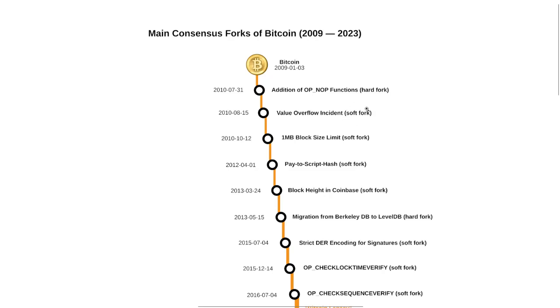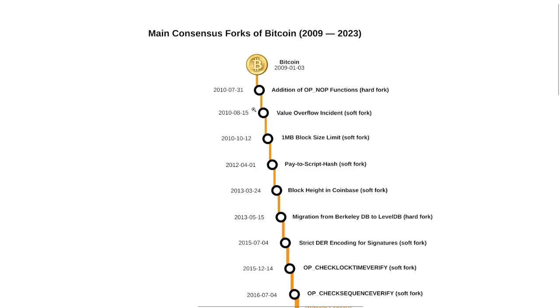This is an important difference because Bitcoin has changed its policy to only use soft fork upgrades. But many people don't know that up till 2013, there were still hard fork upgrades on the Bitcoin network. So let's continue. In 2010, there was a very important change to the protocol because there was a value overflow incident, an inflation bug, and an emergency soft fork was needed to fix this.